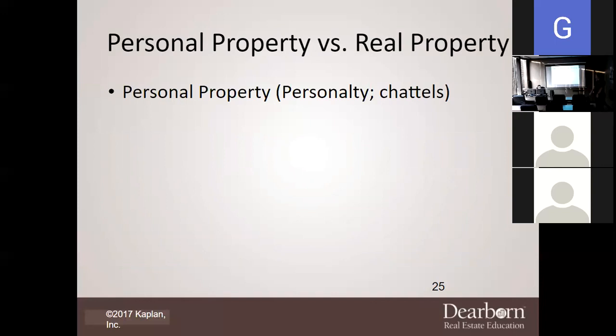What's sitting in here right now is personal property? Chairs, yes. Tables, chairs, desks, podium, phones, non-fixed things, not things that are attached. Yes. Personal property is often referred to also as chattels. Yeah, it's known as chattels.